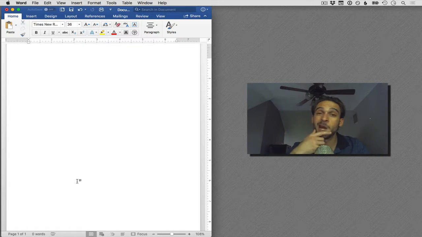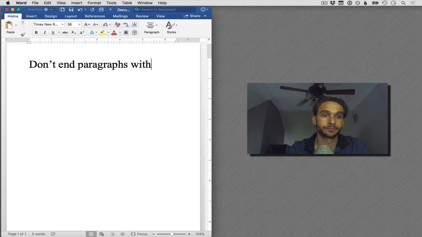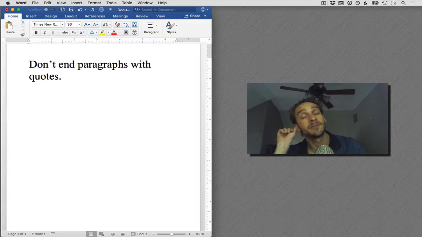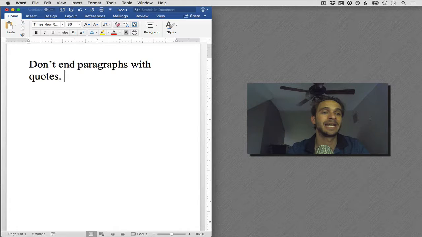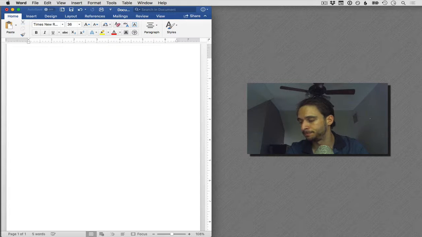Along the same lines, be careful of ending paragraphs with quotes. If you end a paragraph with a quote, then you're not talking about the quote at all. Okay? You're just letting the quote speak for itself, which is lazy, and doesn't do your reader the service that they need, which is for you to explain the significance of the quote and how it relates to your thesis and what they should think about the quote that you have provided them.